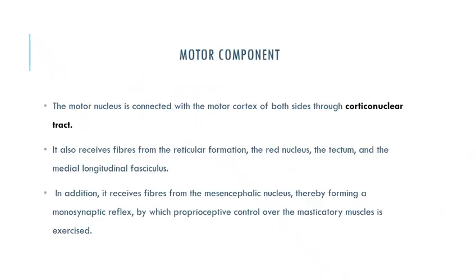Now the motor component. The motor nucleus is connected with the motor cortex of both sides through the corticonuclear tract. And it also receives fibers from the reticular formation, the red nucleus, the tectum, and the medial longitudinal fasciculus. In addition, it receives fibers from the mesencephalic nucleus, thereby forming a monosynaptic reflex by which proprioceptive control over the masticatory muscles is exercised.